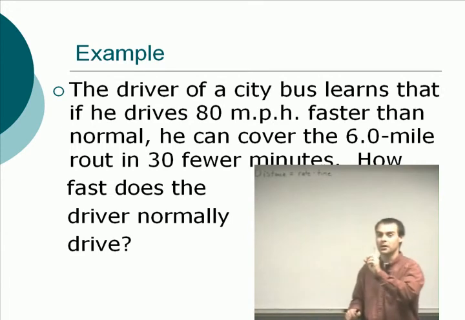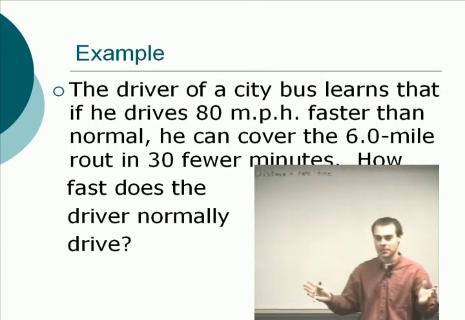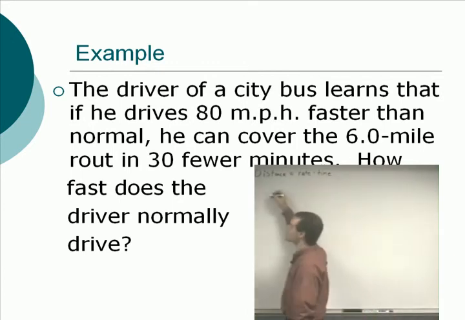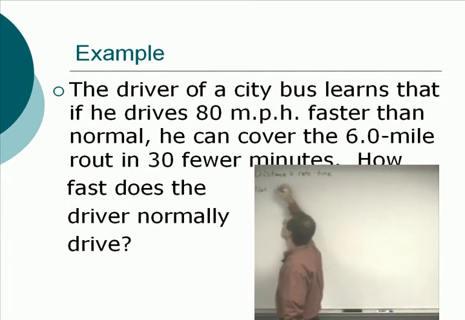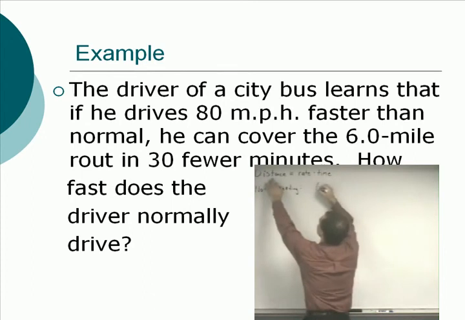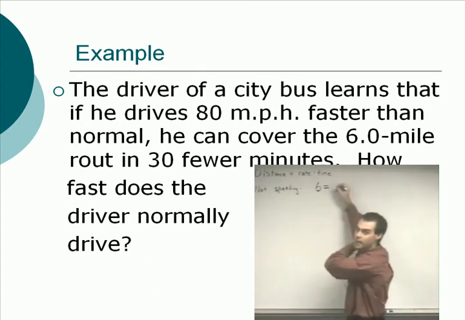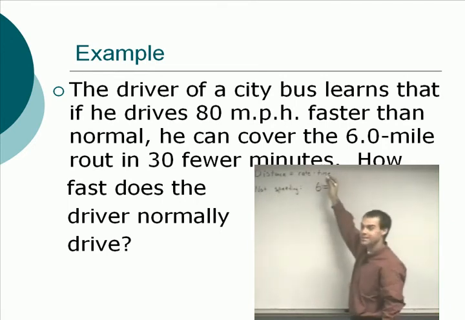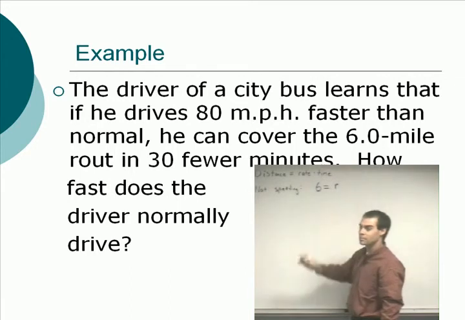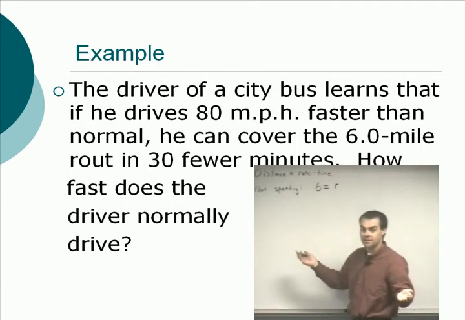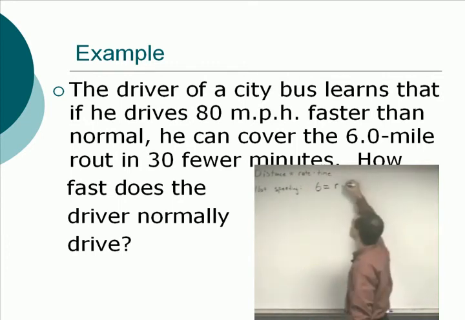So distance is equal to rate times time. The first thing we figure is, okay, what's going on when he's not speeding? When he's just doing his normal route, what's his distance? When he's not speeding, his distance, 6, is equal to, do we know his original rate? Let's just call it r. And do we know his time when he's not speeding? No, so let's just call it t. So let's just say r times t.